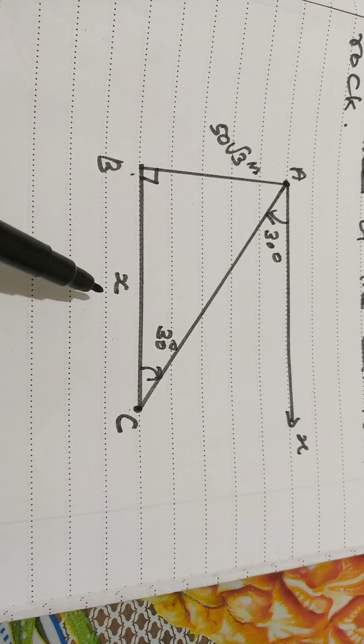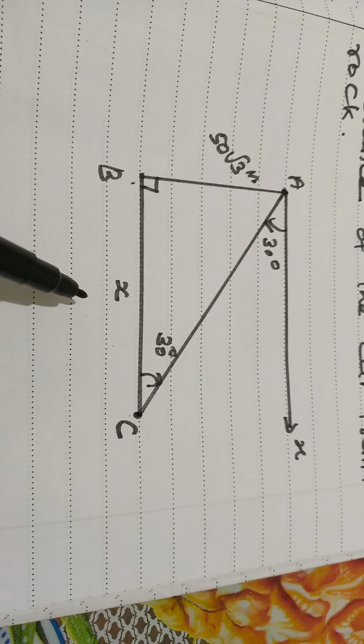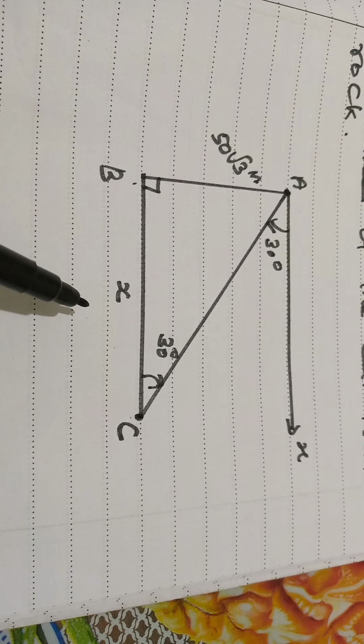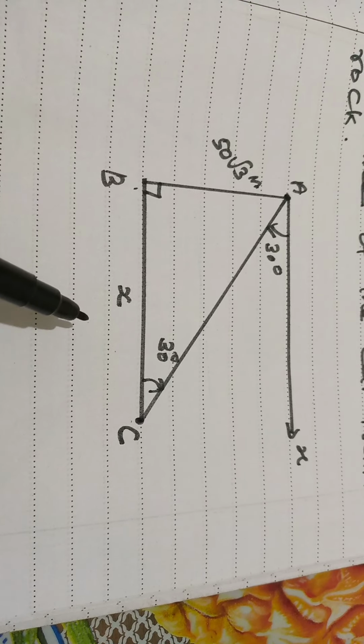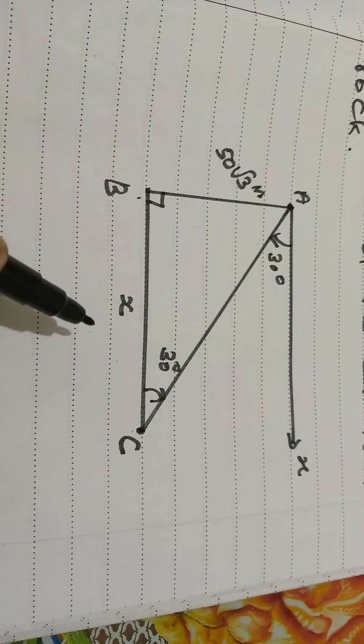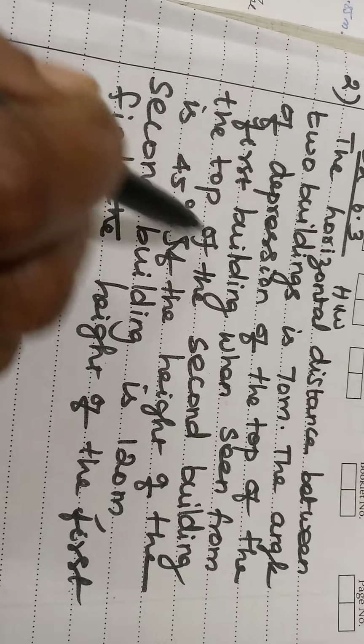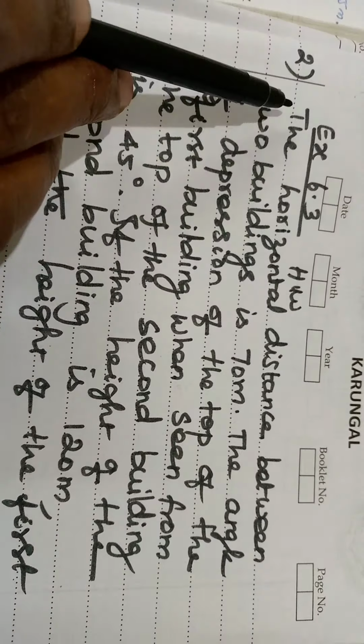You will get 1 by √3 equal to 50√3 by x. Cross multiply it, x equal to 50√3 into √3. √3 into √3 is 3. So by that, you will get the answer 150 meters. Okay, complete it. See the next homework, exercise 6.3, question number 2.